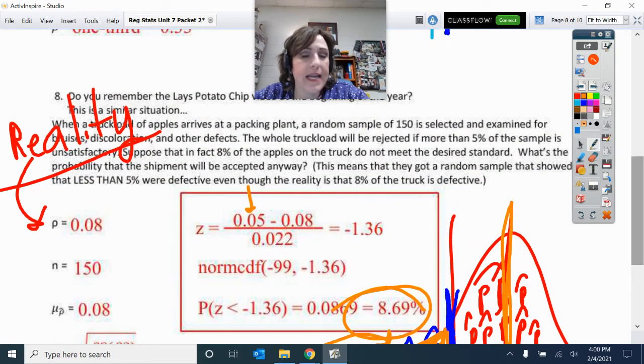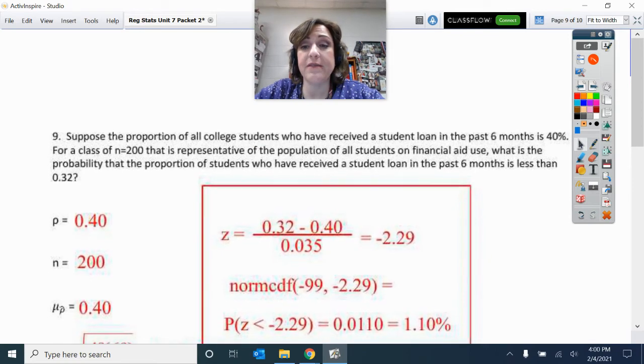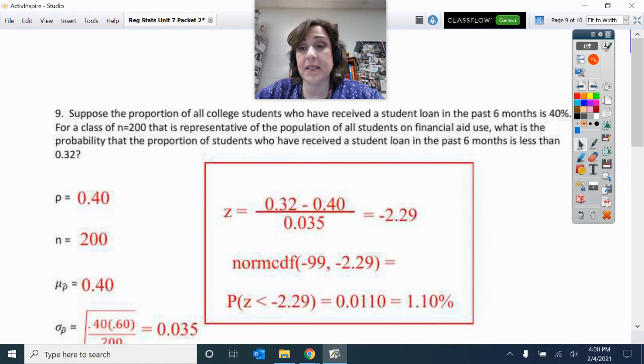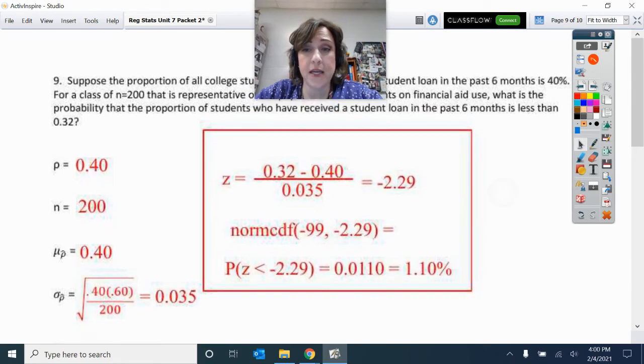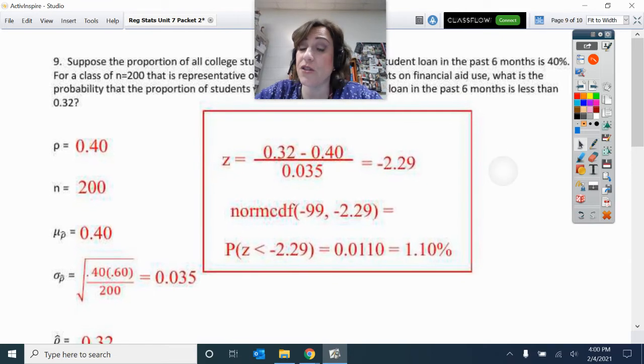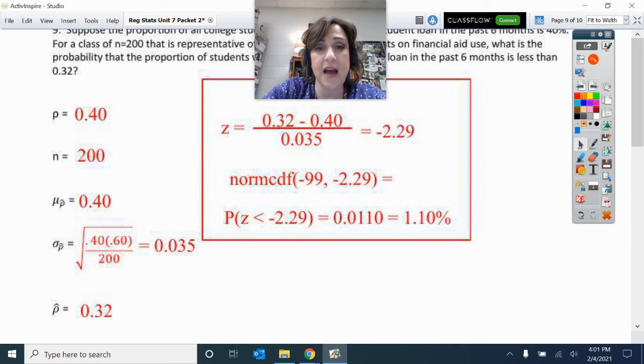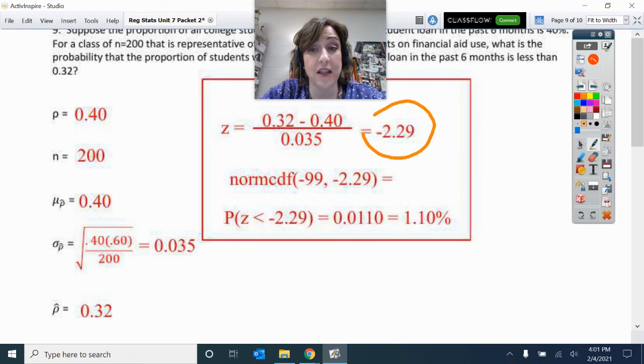Okay. Next, number 9. We have that sample of 200. Suppose the proportion of all students who have received a student loan in the past 6 months is 40%. Okay. But what's the probability that the proportion of students who have received a student loan is less than 32%? Okay. So that's our sample results. So we're just going to see how far away that 0.32 is from the expected 0.40. And that actually is a lower outlier.